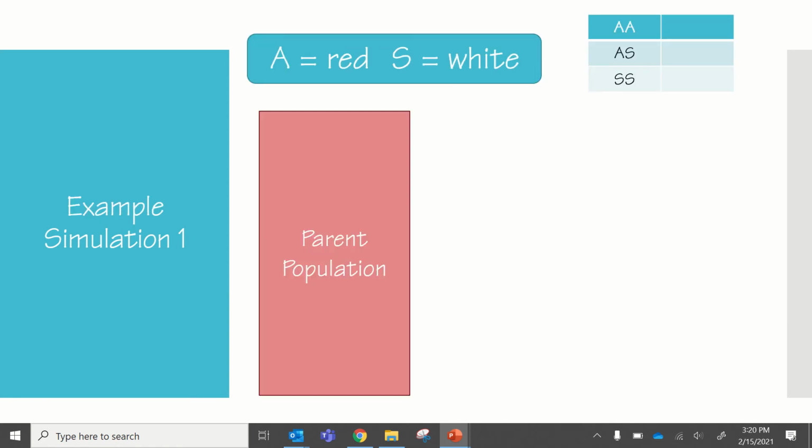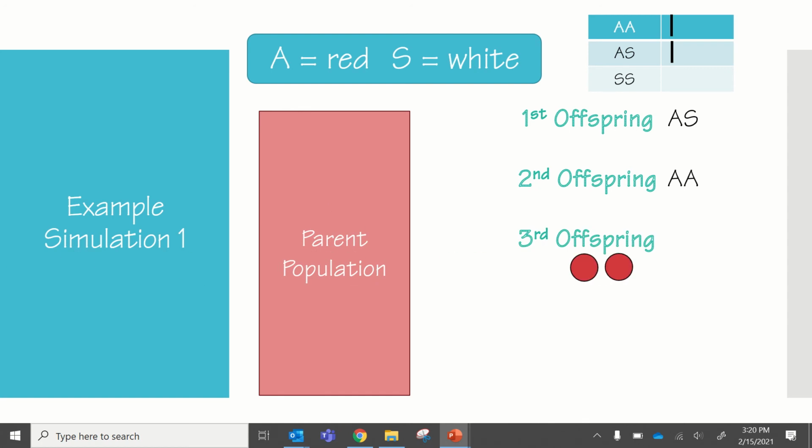So we're going to do 5 just as an example. So we pull it out for our first offspring. We have a red and a white, so that's AS. So we put our little tally, and then we put them back. We pull our second offspring. It's 2 red beads, so that's AA. We put the tally mark, so then we put it back.